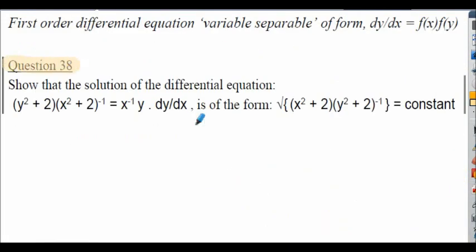Question 38, again we have to show that the solution to the differential equation, shown here, is of this form. The constant is equal to this expression here. The full work solution is shown on the following slides.